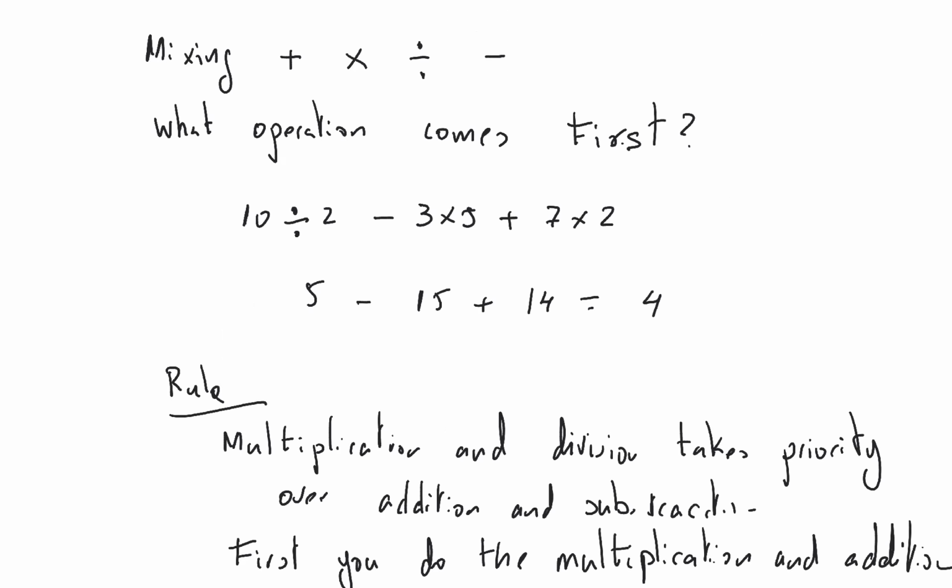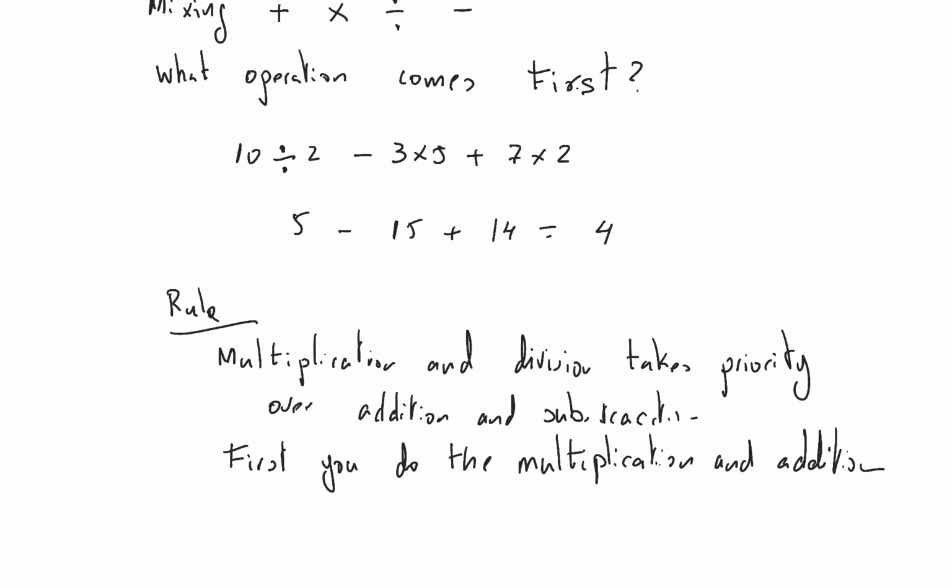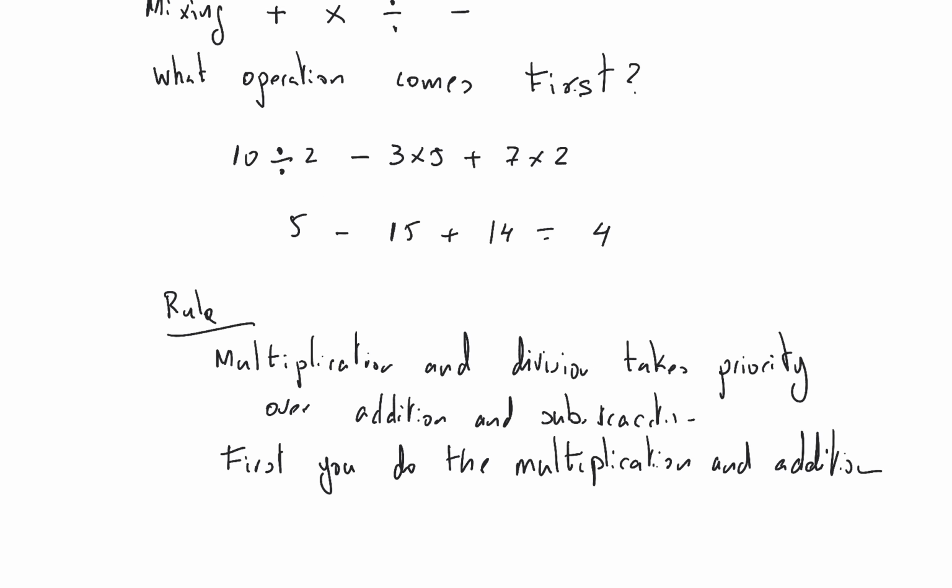Okay, let's do another example, but now we mix. Let's say 10 divided by 2 minus 3 multiplied by 5 plus 7 multiplied by 2. Leave the sum and the subtraction to the end. First do the division and the multiplication. 10 divided by 2 is 5. 3 multiplied by 5 is 15. 7 multiplied by 2 is 14. So 5 minus 15 plus 14 is equal to 4.